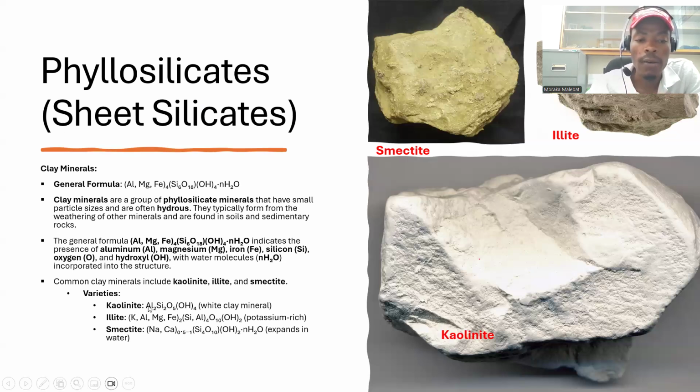This is the formula for kaolinite, this is illite, and this is smectite. Smectite will expand in water. If you immerse it in water, it will expand, and that's how you see that this is a smectite. Kaolinite is white, a white clay, and that's how you'll be able to tell it is kaolinite. Illite has a bit of a dark vibe because of the potassium.